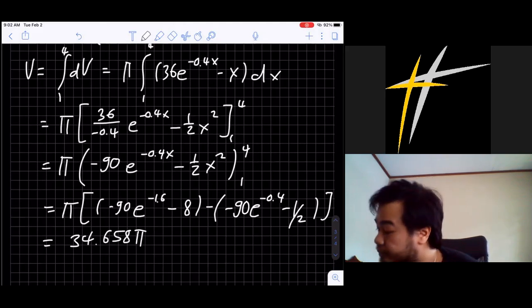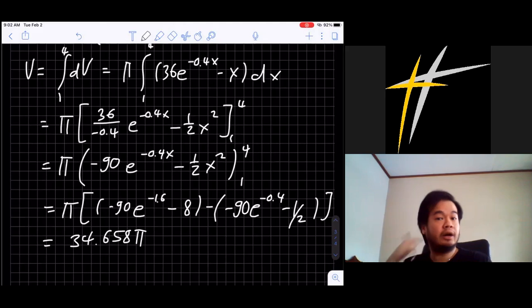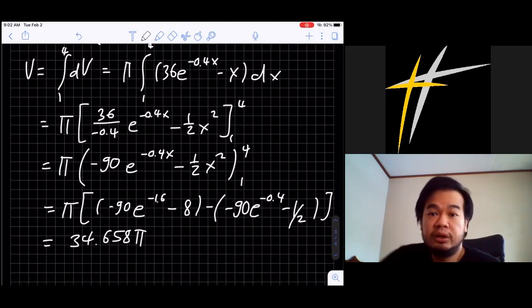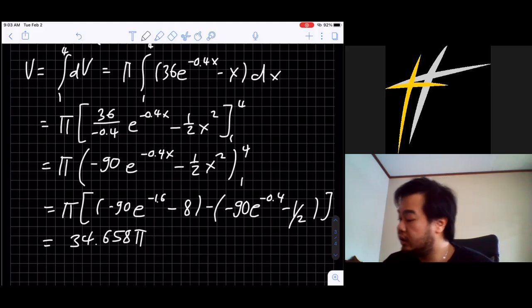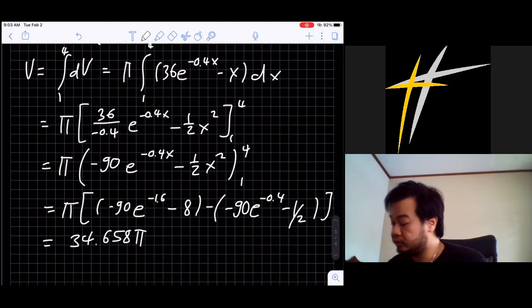Yeah, so that's how you do it. That's how you find the volume of a region that is bounded by two curves rotating about a certain axis. Yeah, and then next, I will read it from your book, page 245.